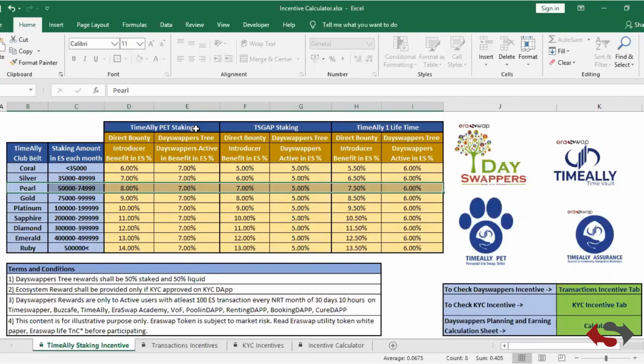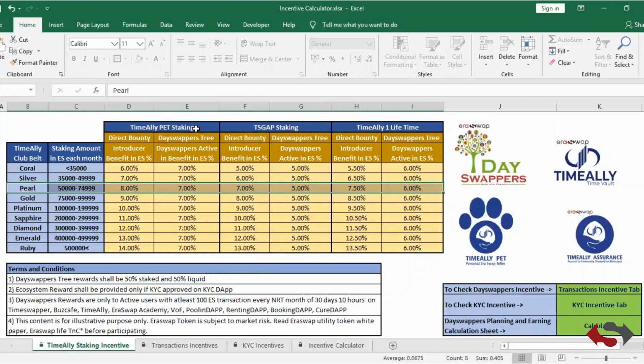So in Pet, if 20,000 was done, then according to that, 8% of 20,000 shall be my direct bounty and 7% shall be my day swapper tree. Similarly, in TS Gap staking, 7% will be my direct bounty and 5% will be day swapper tree. In TimeAlly One Life One Time, direct bounty will be 7.5% and day swapper tree will be 6%. So that was according to my belt.